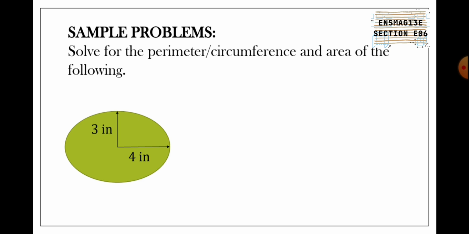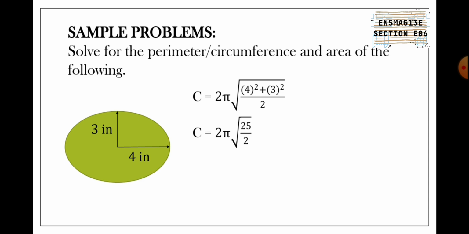Our next shape is an ellipse with values of 4 inches and 3 inches for its semi-major and semi-minor axis. So we will use the formula C is equal to 2 pi square root of (a squared plus b squared) over 2. In our problem here, the values of your a and b are 4 and 3 respectively. So this will give us 4 squared, which is equal to 16, plus 3 squared equal to 9, will give us 25. So inside your radical sign, we have 25 over 2.